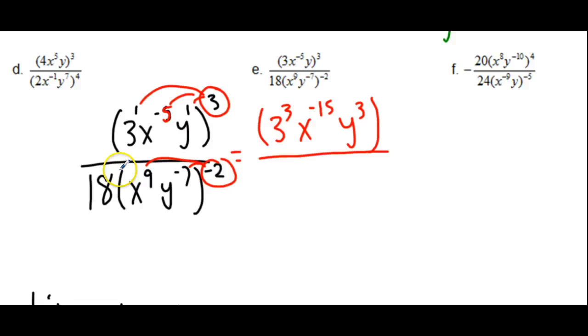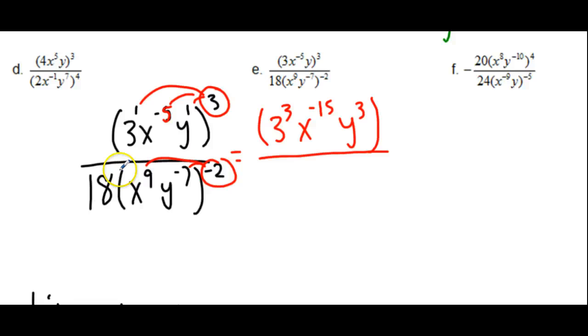3 raised to the 3rd, and I'm going to bring this down here. 3 raised to the 3rd is 27. And we have x to the negative 15, y to the 3rd, all divided by 18, x to the negative 18, y to the 14th. Alright, so I'm going to try to do it without separating it and writing it all out, because hopefully the more you do it, the easier it gets. I'm just going to separate it like this right here.